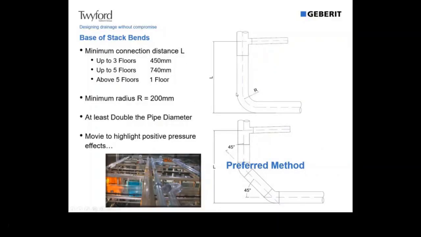Minimum connection zones from the corner system will apply in both, and that is up to three stories, 450mm minimum connection zone, up to five stories, 740mm, and above five stories is one complete floor. So these are the guidance from BS12056.